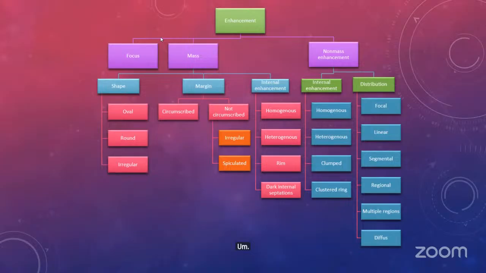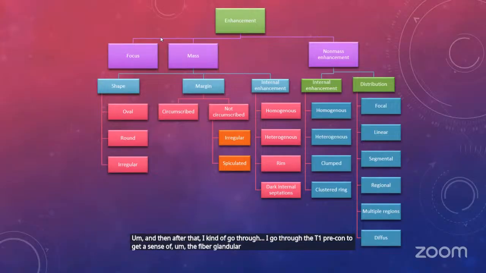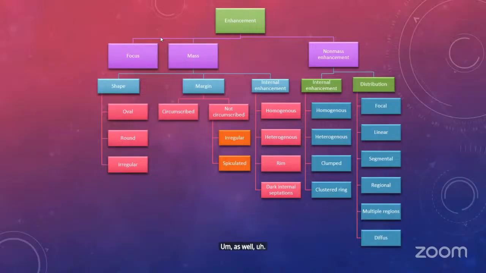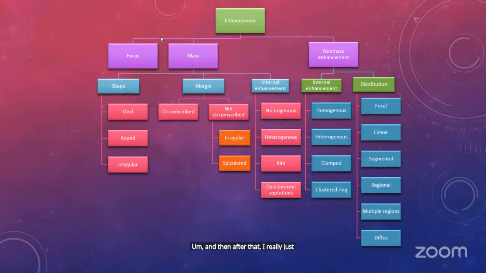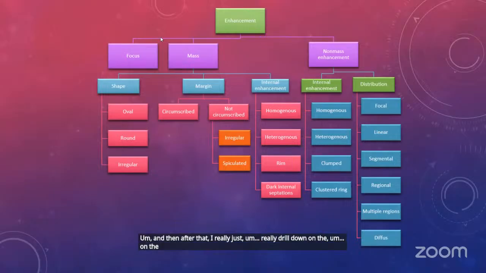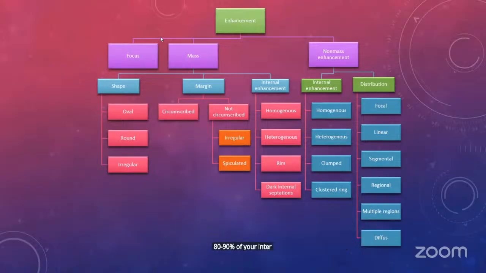And then after that, I go through the T1 precon to get a sense of the fibroglandular density, and then the T2 for any cystic lesions or anything like that. And then after that, I really drill down on the post contrast sequences, and that's going to be like 80-90% of your interpretation time, really just thoroughly going through every part of the breast.